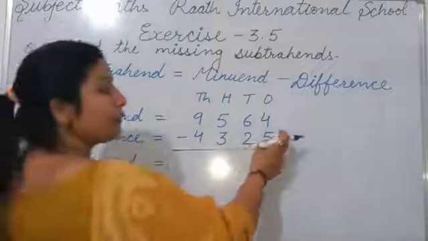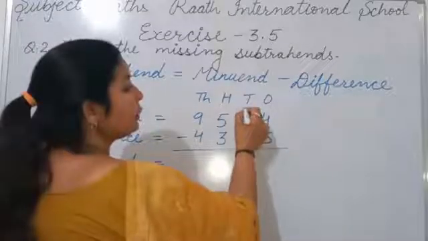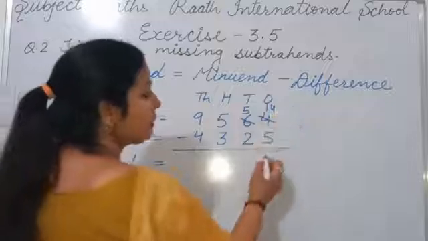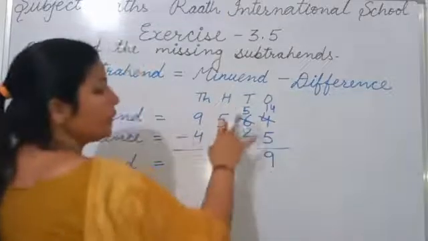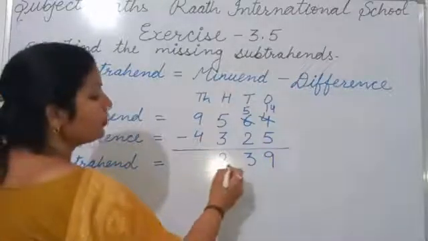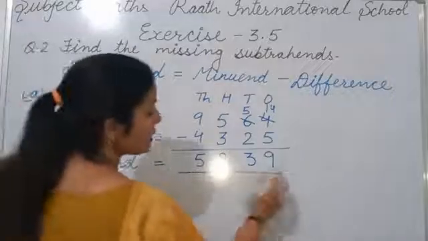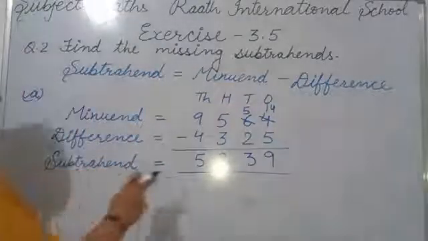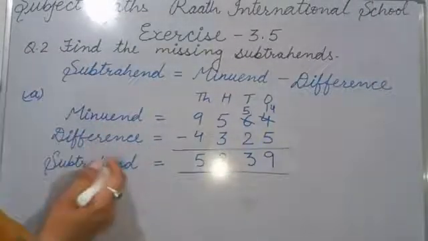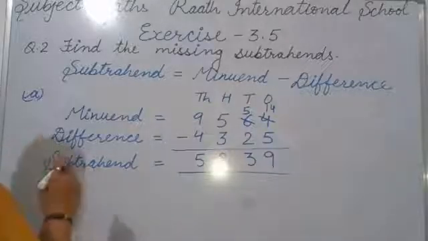Can we subtract 5 from 4? No. So in that condition we will take borrowing. So there will be 5 and there is 14. Now 14 minus 5 is 9. Now 5 minus 2, 3. Now 5 minus 3, 2. 9 minus 4, 5. So the missing subtrahend is 5239. That is what the question is asking: find the missing subtrahend. So we get 5239.